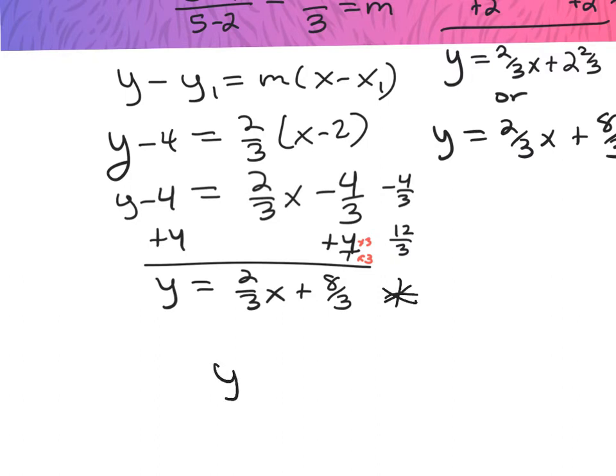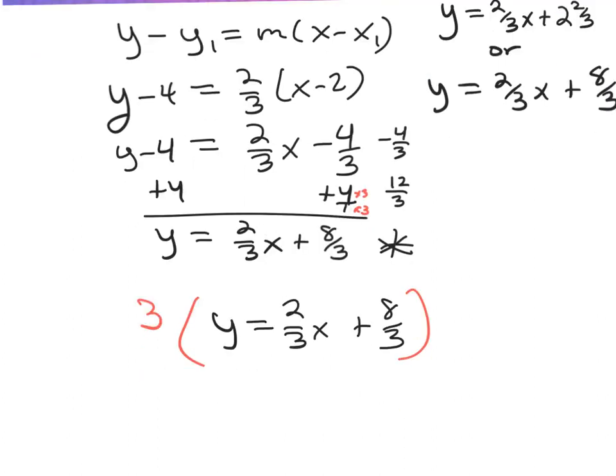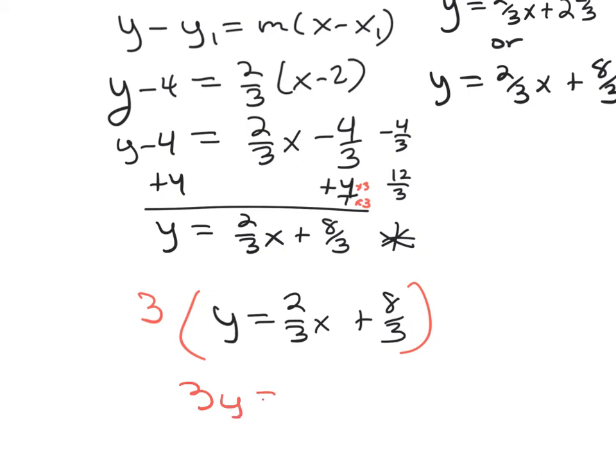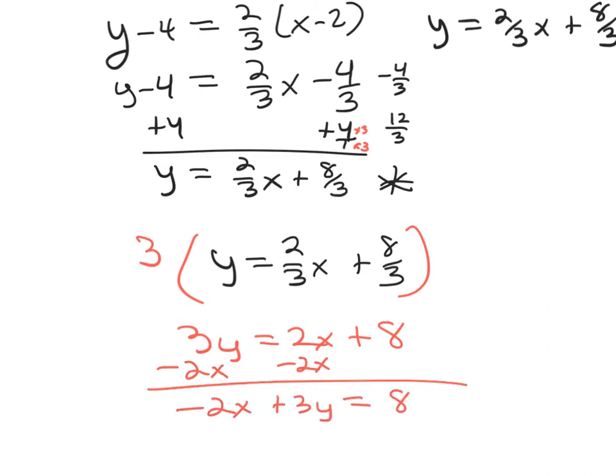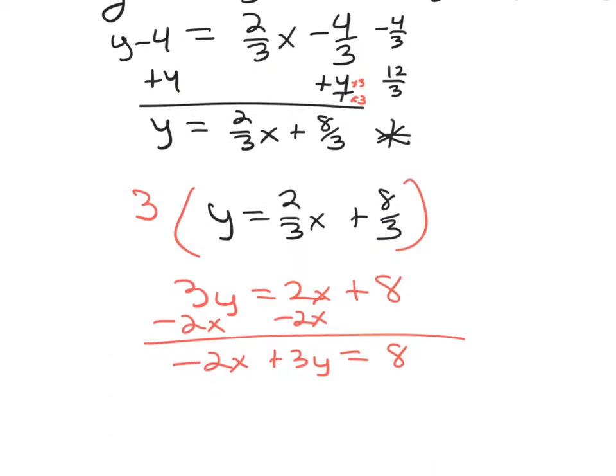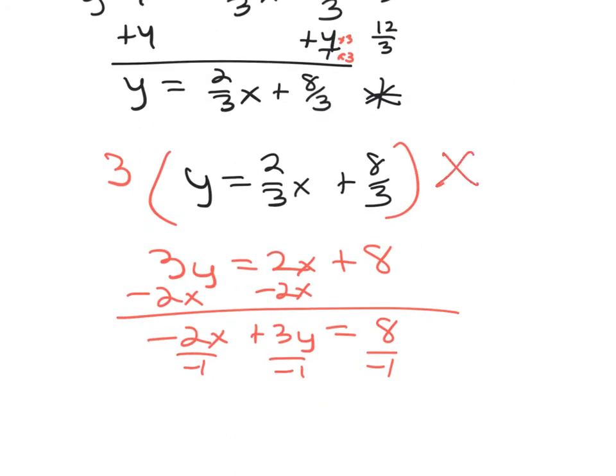What I'm going to do is take the equation, and I'm going to get rid of the denominator. So I'm going to multiply the whole thing by 3. And then this gives me 3y equals 2x plus 8. Now, if I move the 2x over, then I have to go back and divide everything by negative 1 because the number in front of x needs to be positive. So then standard form of this is going to be positive 2x minus 3y equals negative 8.